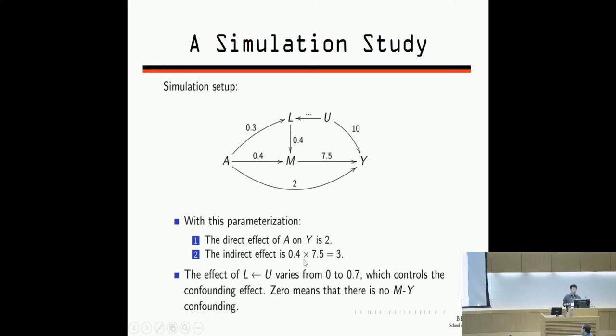And because there is some unmeasured confounding U here, if you do a regression analysis, you somehow get biased estimates. I control the association or the effect from U to L. I let it vary from 0 to 0.7, which basically controls the confounding effect. If there's zero effect from U to L, it just means there's no confounding effect from M to Y. If it's 0.7, it means this is a strong confounding effect from M to Y.